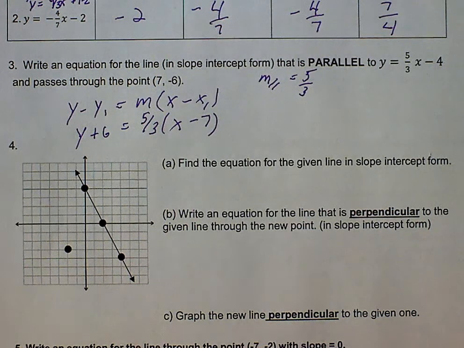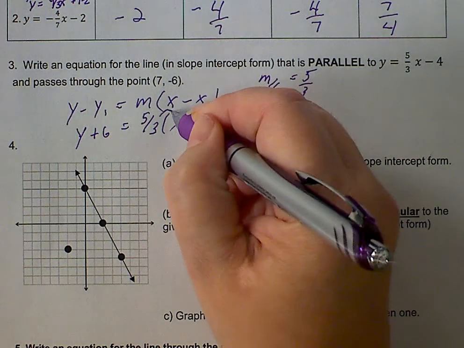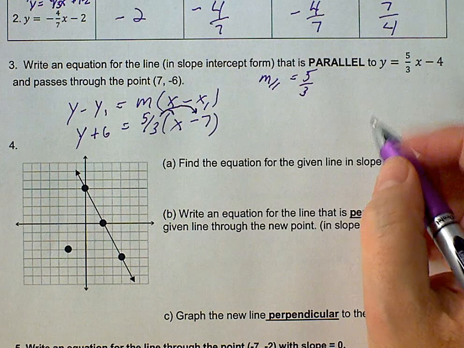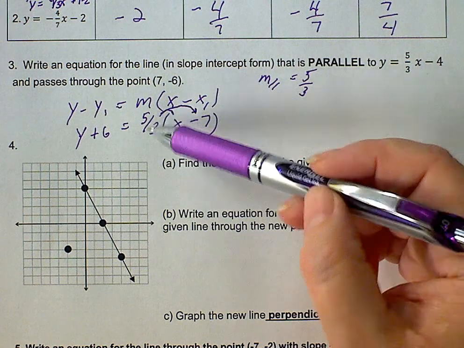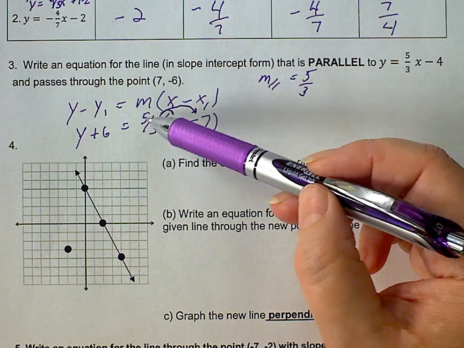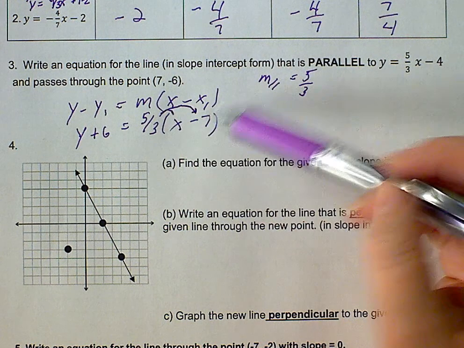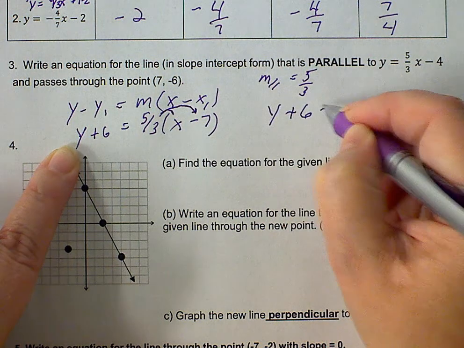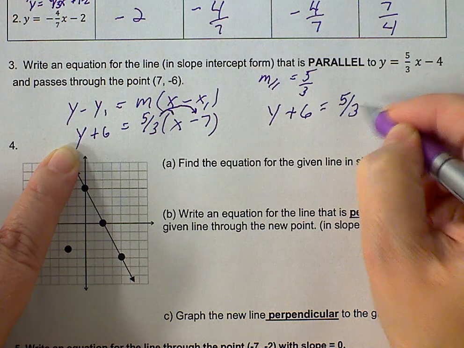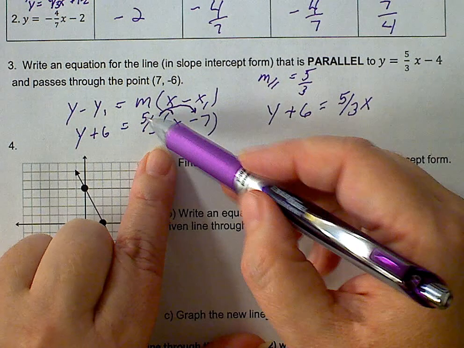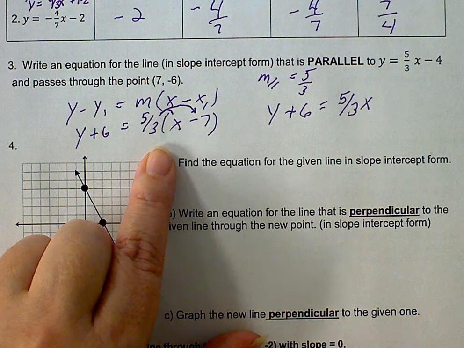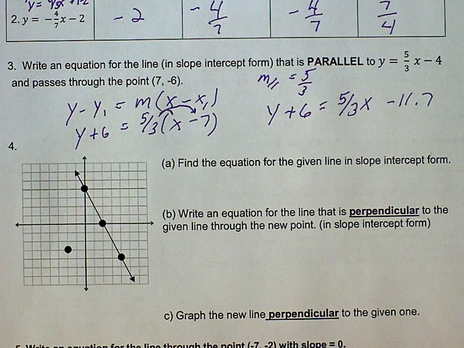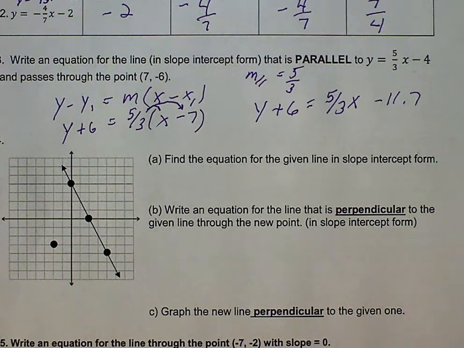This step, I distribute. And how do I distribute 5/3 to a -7? Yeah, so 5 divided by 3 times a -7. So on my left-hand side, I have y plus 6 is equal to 5/3 x. And what is 5 divided by 3 times a -7? -11.7. And my last step.